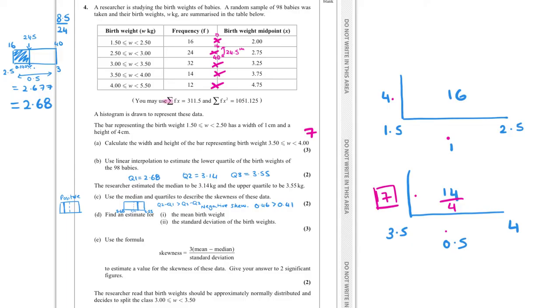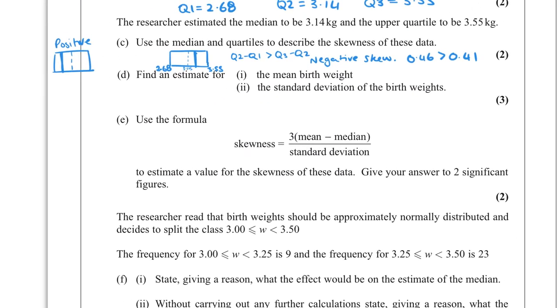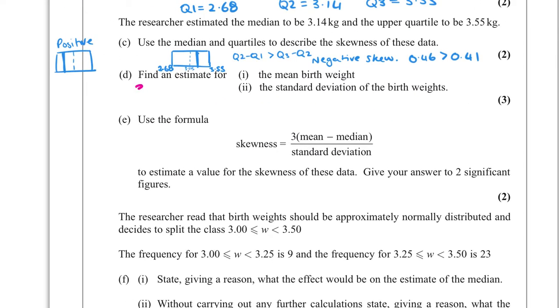Okay, and have a look. We already have the sum of fx. How do I find the mean? What do we divide by? 98, absolutely. So we're going to have 311.5 divided by 98. So the mean is 3.178. What do we love doing? Three significant figures. There we go.